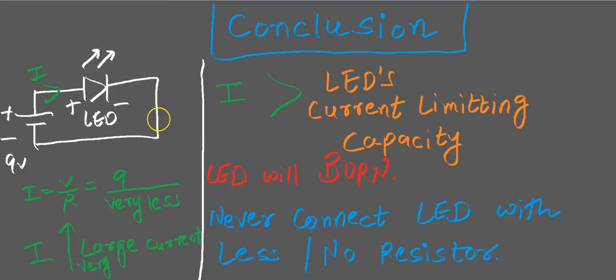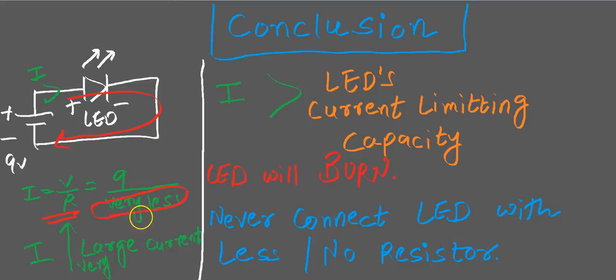Now just assume that you have connected an LED without a resistor in a circuit. Which means you have applied a 9 volt voltage across the LED, and there is no resistance. What would happen? Well, just see the formula, I equals V upon R. The voltage that you applied across the LED is 9 volt, and the value of resistance is very small, some quantity like 0.000 something. Let's pretend that, right? What would happen in that case? You'll find a very large value of current.